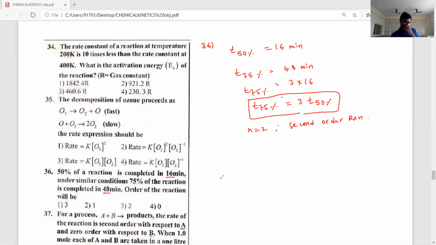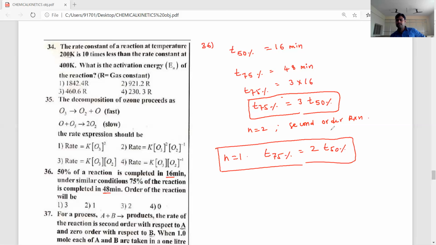Second order reaction. In the same way, if N is equal to 1, means T 75% is equal to 2 T half. This is for the first order reaction relation. This is for the second order relation: T 75% is equal to 3 T half. Okay students, let's see the 37th question.